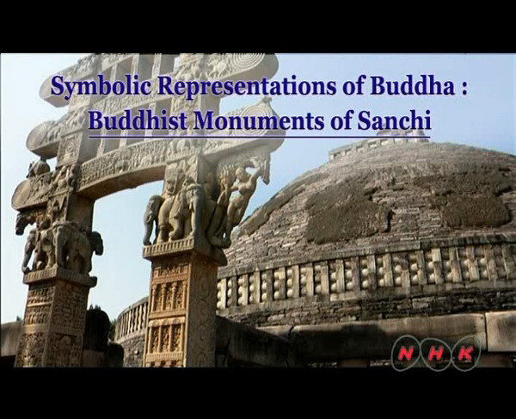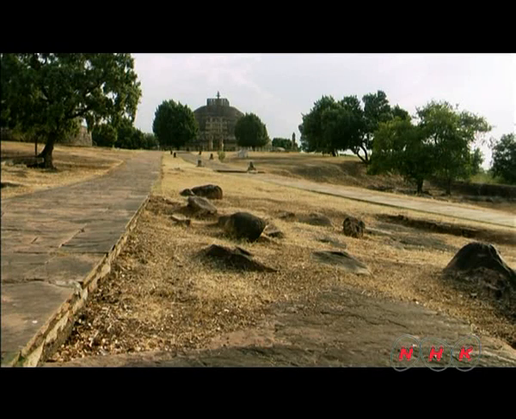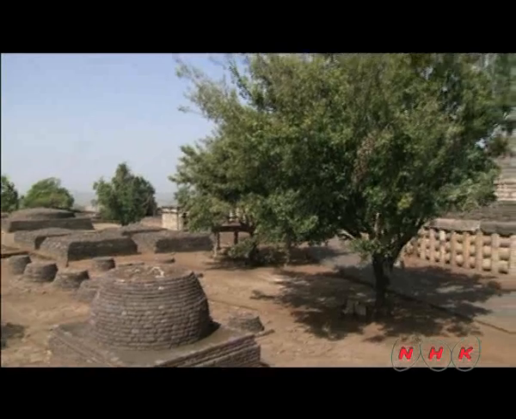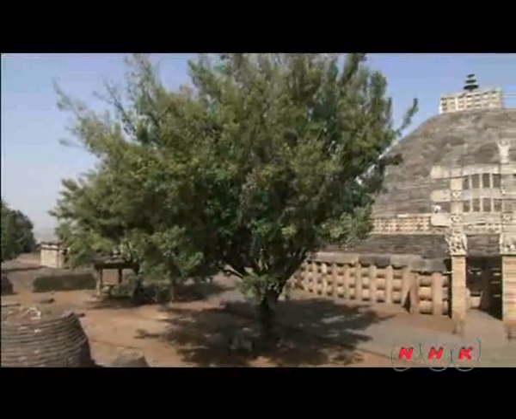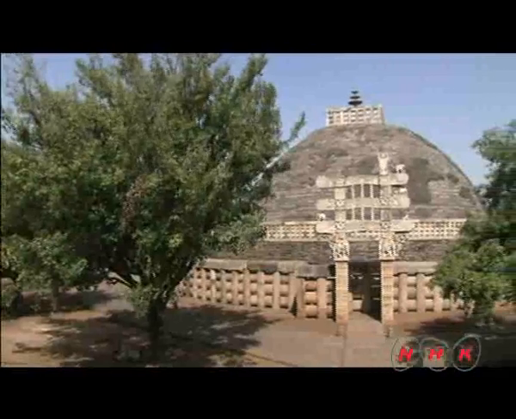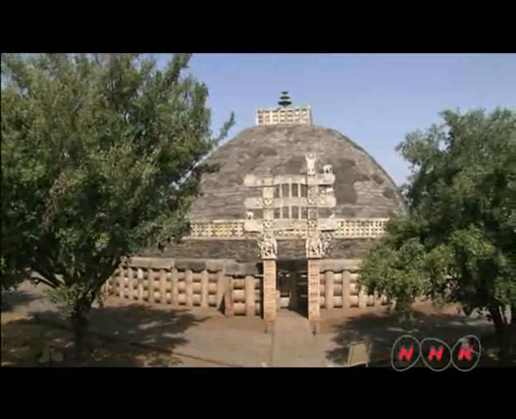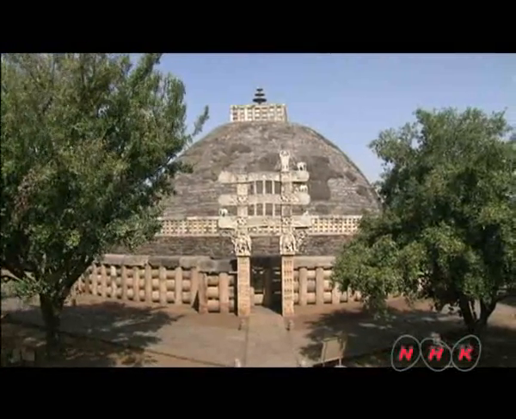Symbolic representations of Buddha, Buddhist monuments of Sanchi. The remains of the Buddhist monuments of Sanchi are in central India. Sanchi was a prosperous city until about the 12th century. This site had been left abandoned and was overrun with vegetation when it was discovered in 1818.